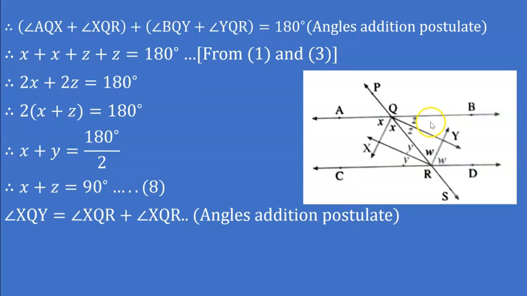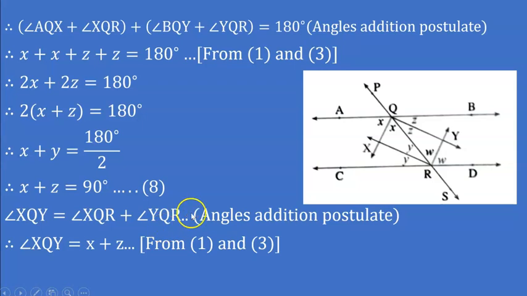Now this can be written as the measure of angle XQY is equal to measure of angle XQR plus measure of angle YQR. That is the angle addition property. And what about XQR? XQR is x and YQR is z. Therefore, the measure of angle XQY is equal to x plus z, and that is equal to 90 degrees.